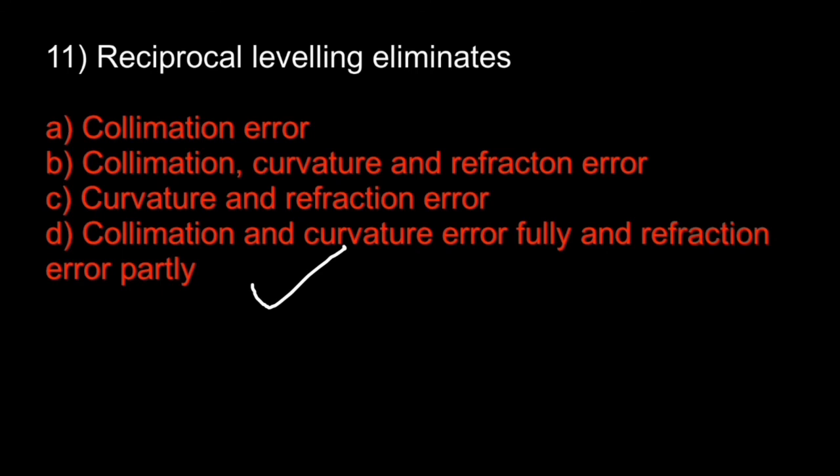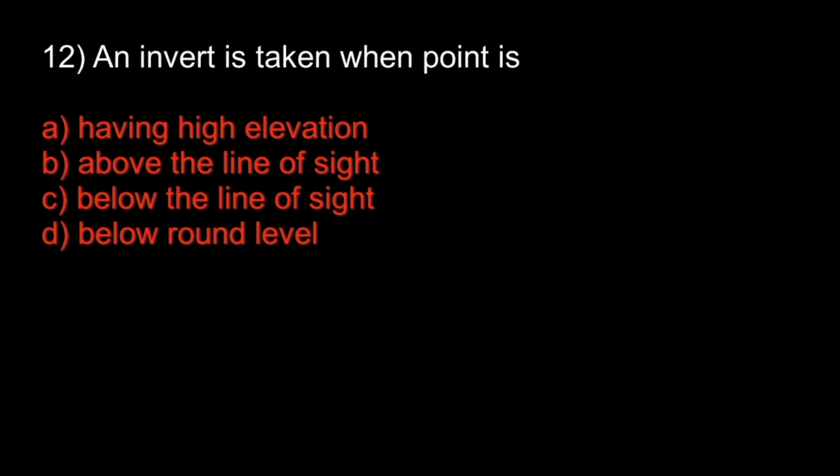Now let's check what is reciprocal leveling and where we can use it. Reciprocal leveling is used when there is an obstruction like a river between two stations. Reciprocal leveling is the method of leveling in which the difference in elevation between two points is accurately determined by two sets of observations when it is not possible to set up the level midway between the two points.